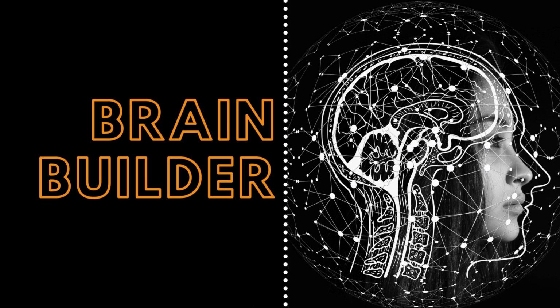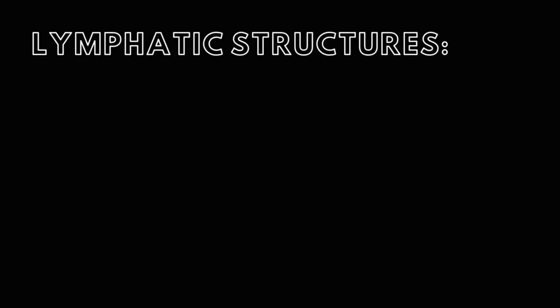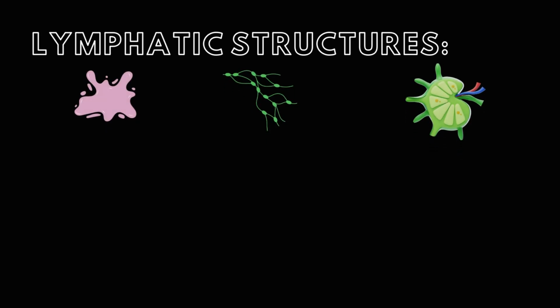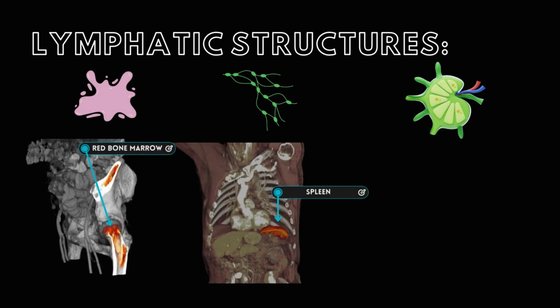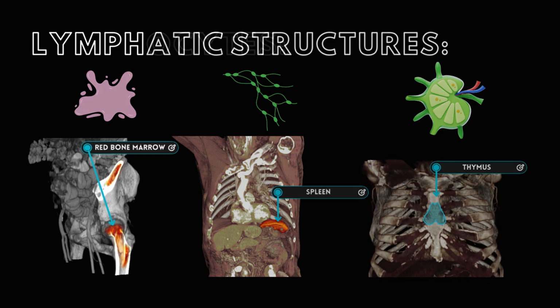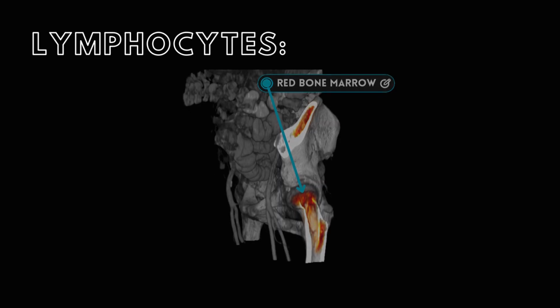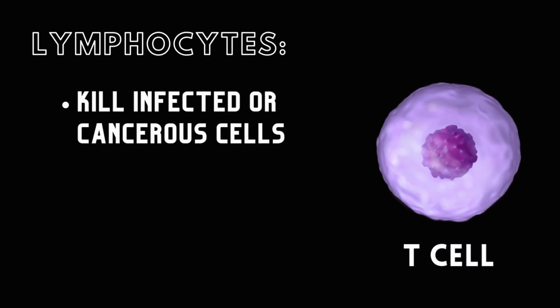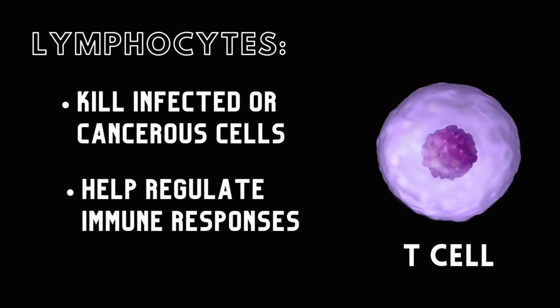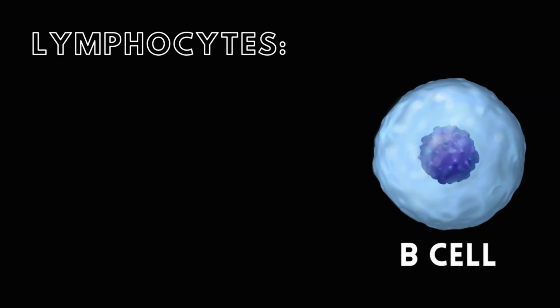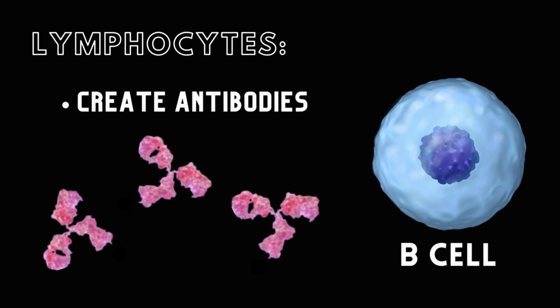In this brain builder, we will look at the intricate relationship between the lymphatic system and autoimmune diseases. The lymphatic system includes lymph vessels, lymph nodes, and organs like red bone marrow, the spleen, and the thymus. Lymphocytes are produced in the bone marrow and come in two major types: T cells, which kill infected or cancerous cells and help regulate immune responses, and B cells, which create antibodies.